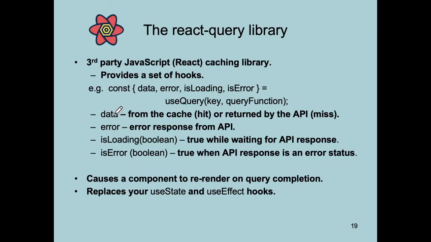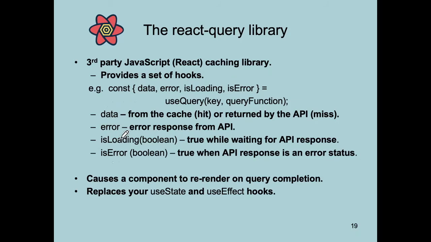So I'm itemizing exactly what each of these parts of the object that's returned. The data part will either be null or it'll actually have a reference to the data associated with the key. The error is obviously going to have an error response that was returned by the API if there was one, otherwise error would be null.